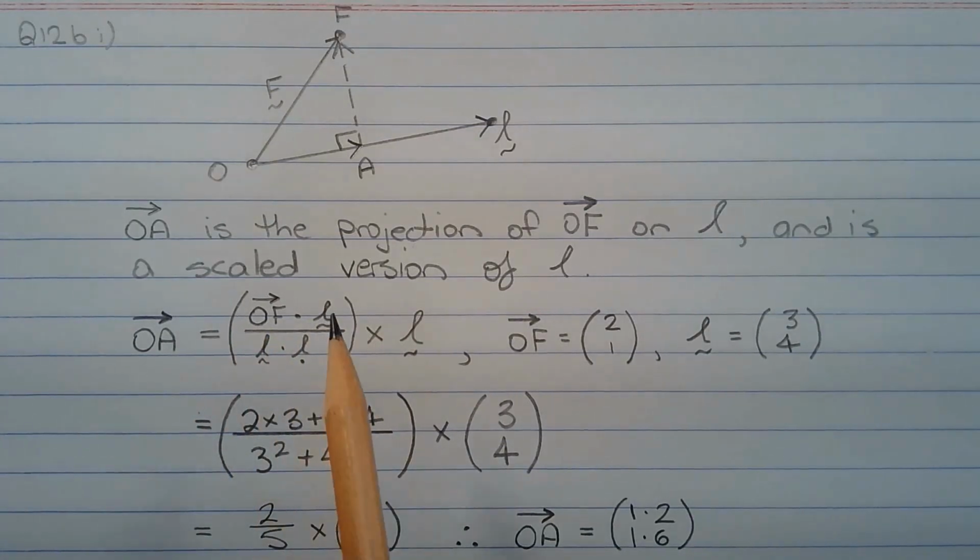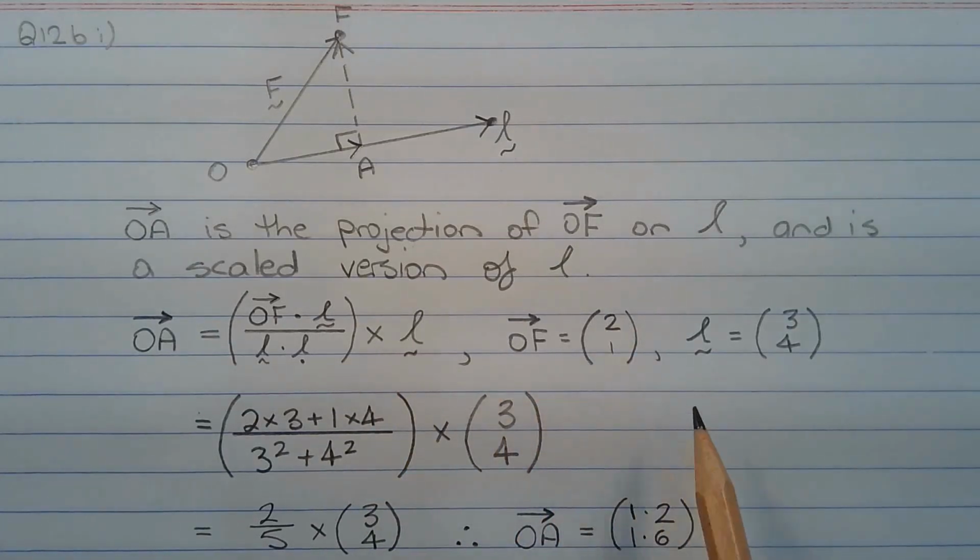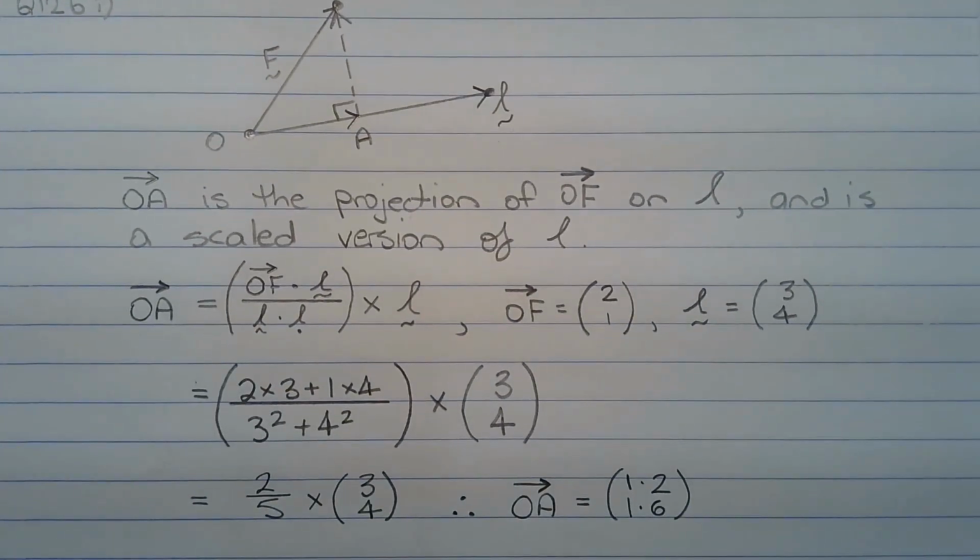with itself multiplied by the vector L, where vector OF is (2, 1) and vector L is (3, 4). And that equals 2 times 3 plus 1 times 4 over 3 squared plus 4 squared multiplied by (3, 4). And that equals 2 over 5 times (3, 4). Therefore, vector OA, which represents the component of the force F in the direction of line L, is (1.2, 1.6).